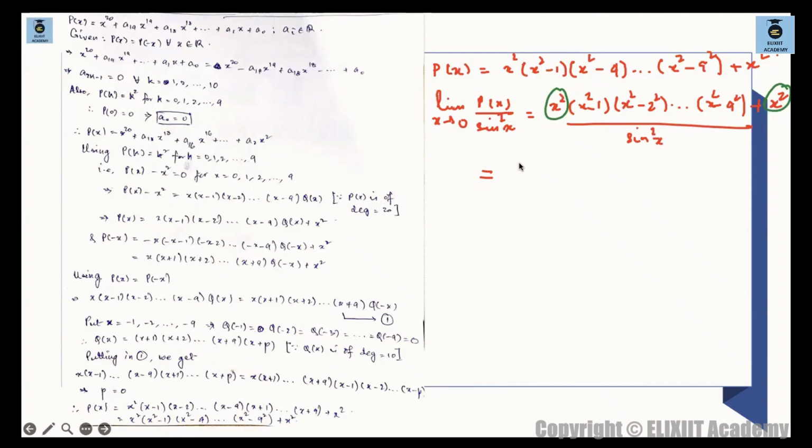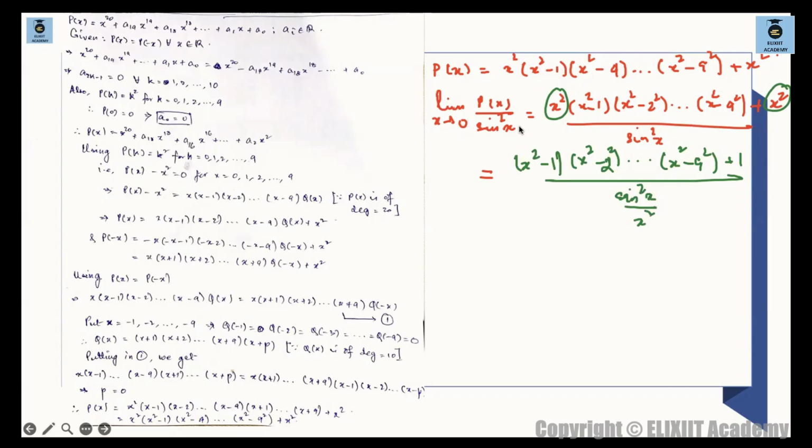The first thing is you divide by sine square x over here, and by x square over here. So this quantity will become plus 1 divided by sine square x, divided by x square. Why do we do this? Because we can clearly see that sine square x and x square are present.